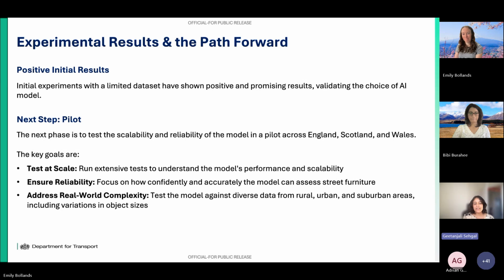In this phase, we'll be testing the model to see how it performs across England, Wales, Scotland, that variety of data and the bus stops that sit there. We are also putting it through the complexities of the real world and testing it with different regions from urban to suburban to rural, and checking it against variation in object sizes and types as well. Most importantly, I think we will be checking it for reliability, to make sure that it can accurately and confidently detect the street furniture data.